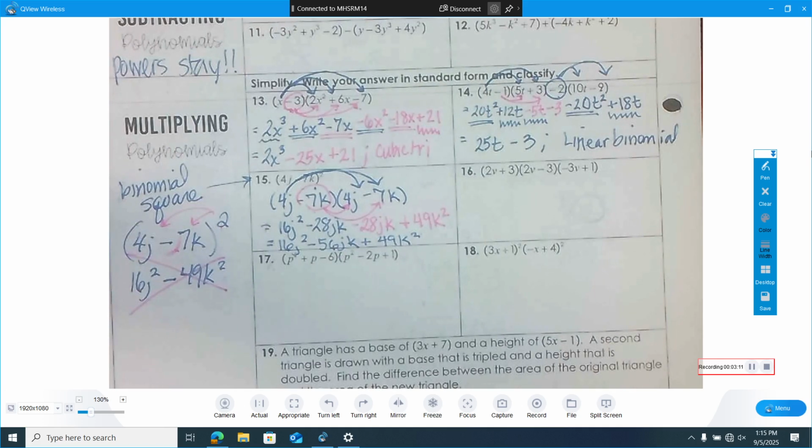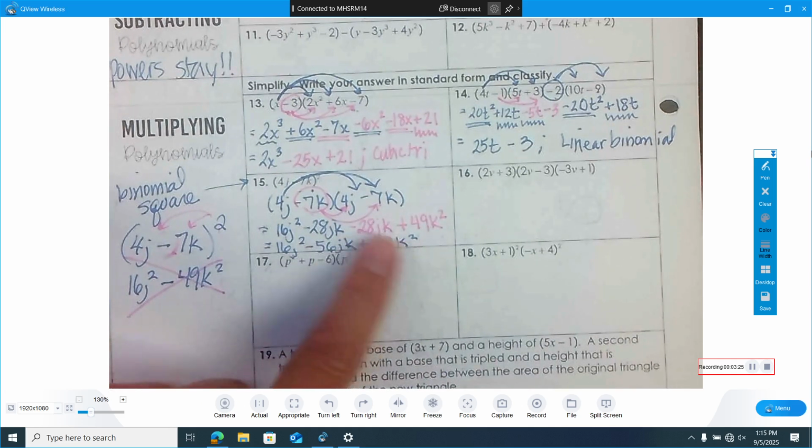It's non-standard form. So for standard form, I would just leave it like this because this is a special pattern, actually. Any binomial square is always going to have the same pattern. So you can just leave it like that.